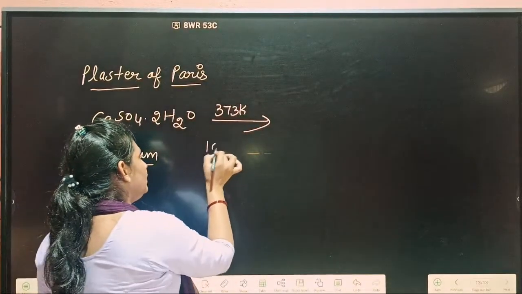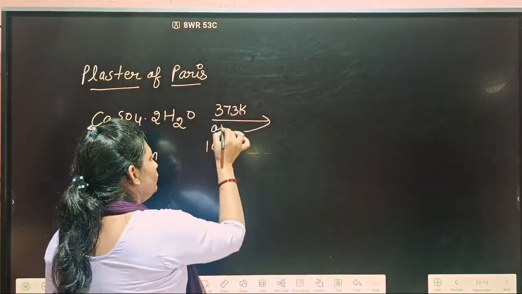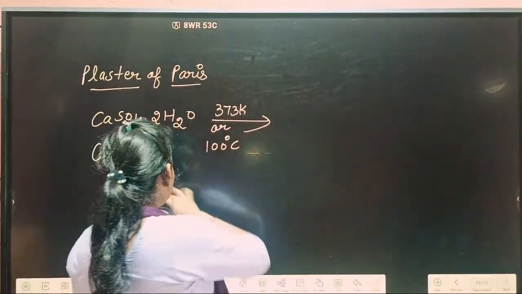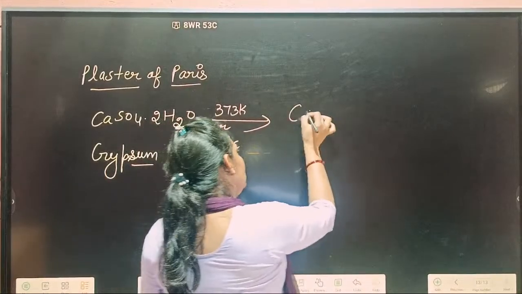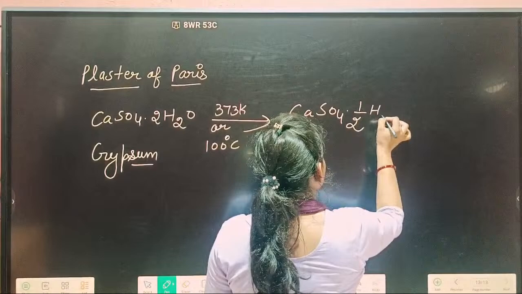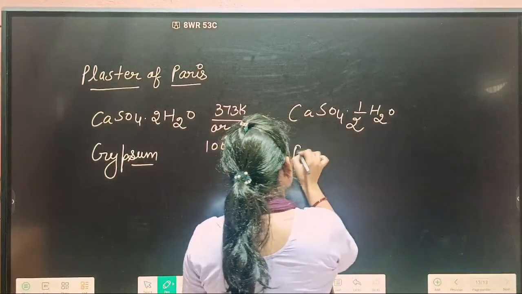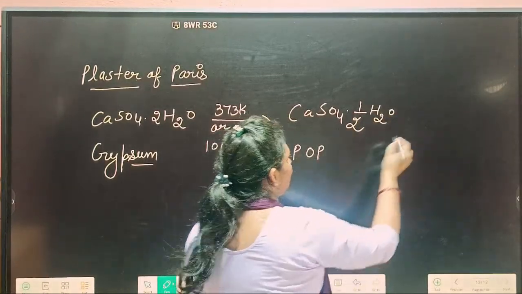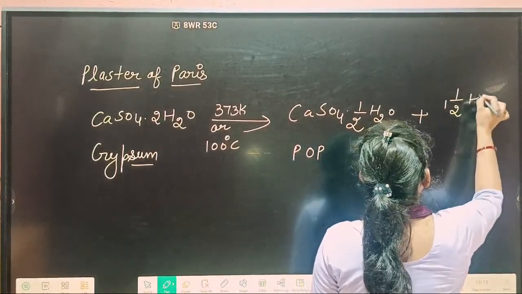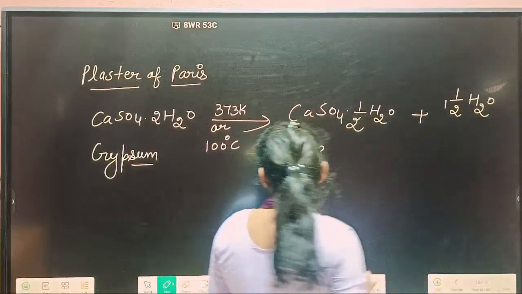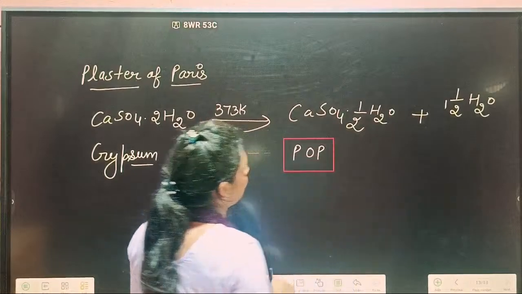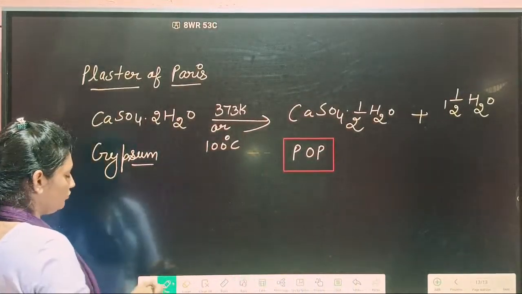or we can say 100 degrees Celsius also, then what will happen? It will lose its water molecules, and it gives POP, plaster of Paris, plus 1.5 water molecules. It will give just POP and 1.5 water molecules.